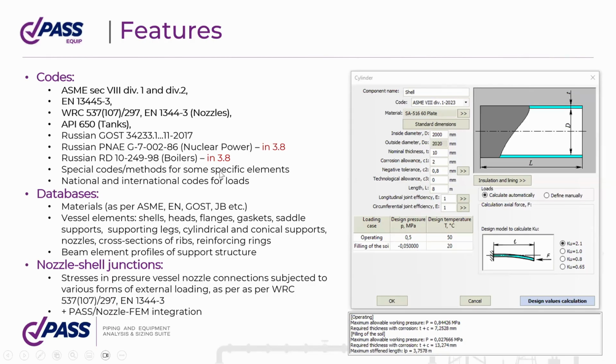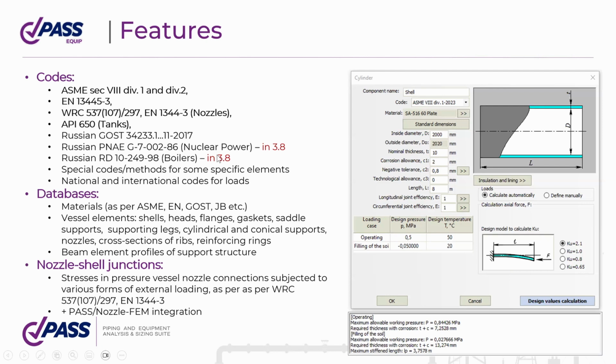or recommended by experts. We also have a large database which includes different materials and their properties, steels from ASME standards, EN standards, Chinese standards, Russian standards, and others, and a database of standard sizes of different vessel elements like shells, heads, flanges, saddle supports, and other types of supports, nozzles, and of course beam or steel element profiles or sections for support structure.